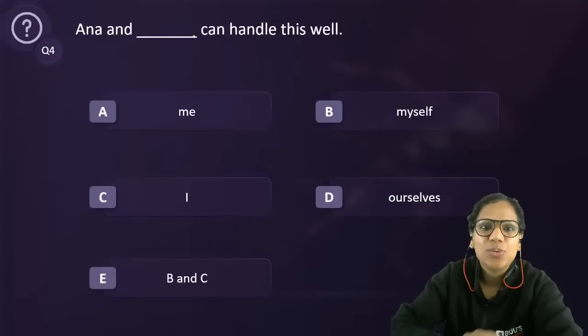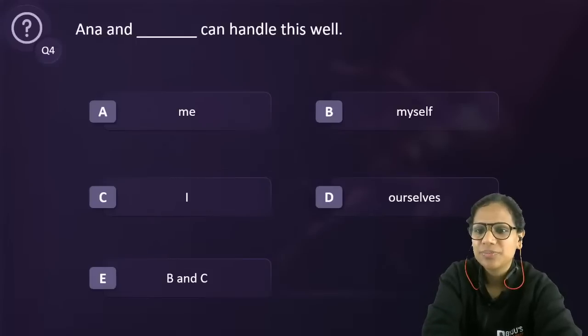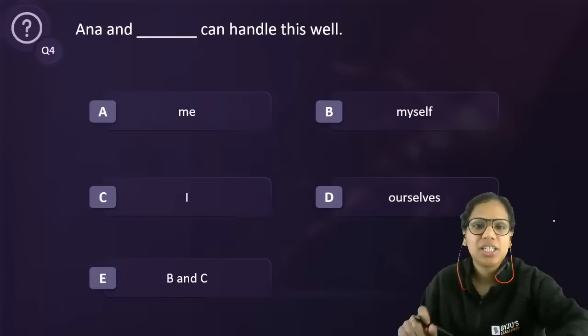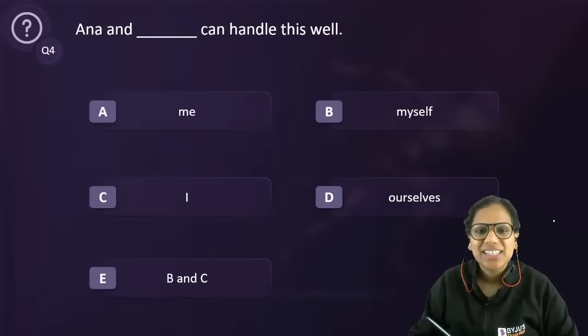Now coming to the fourth question. A good question, Shreya. I'll address this. Let's attempt the fourth question, then I'll address your question. Yes. So we have come to pronouns, it seems.